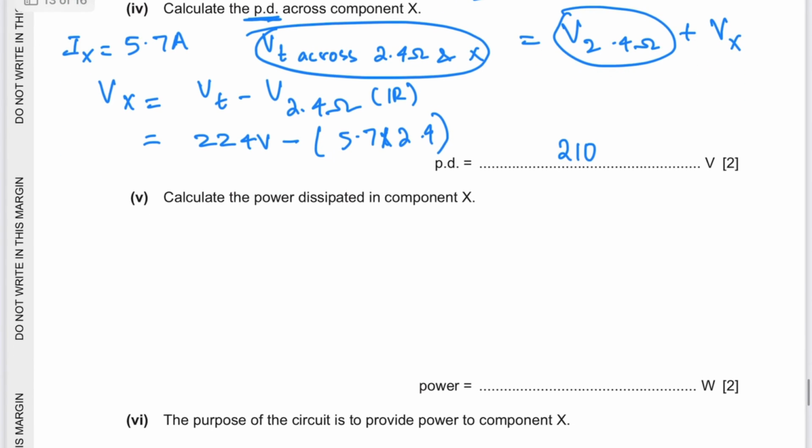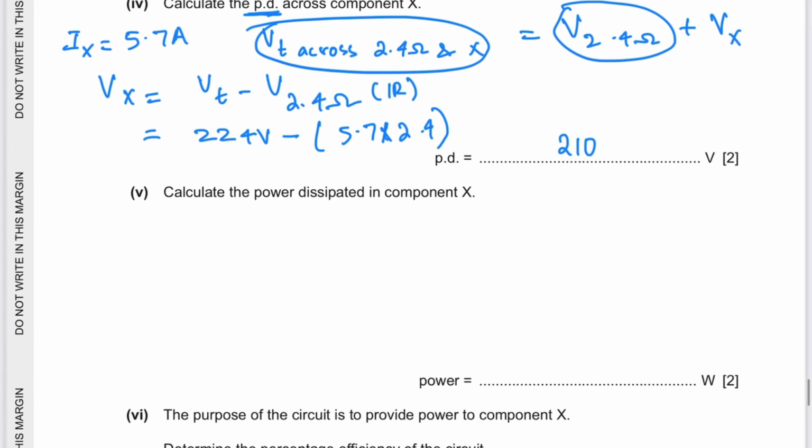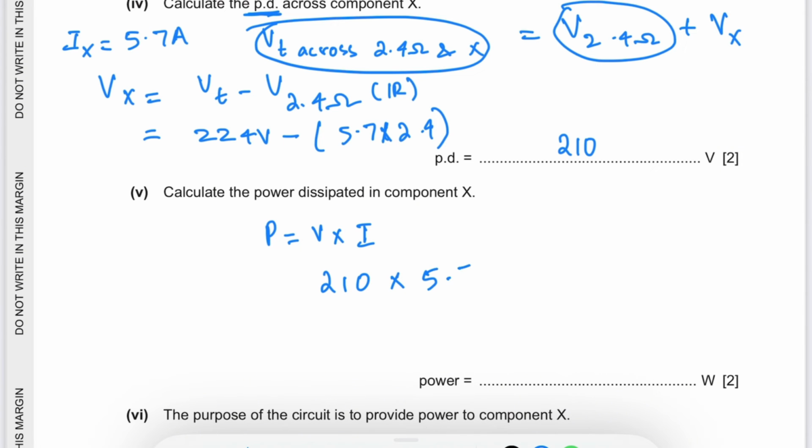Calculate the power dissipated in X. Pretty straightforward. Power is potential difference times the current. So that would be 210 times the current through it, which is 5.7 amperes, and that's equal to 1200 watts.